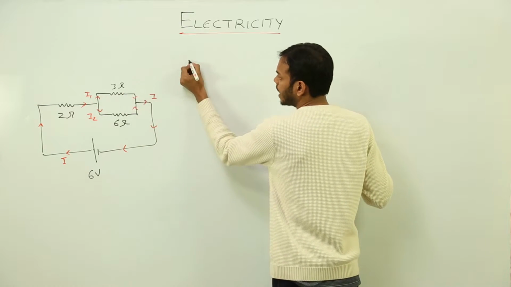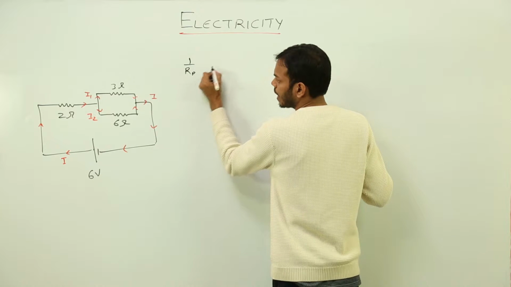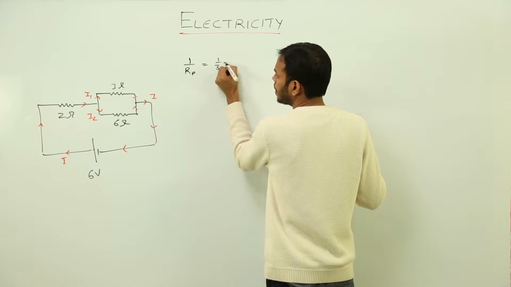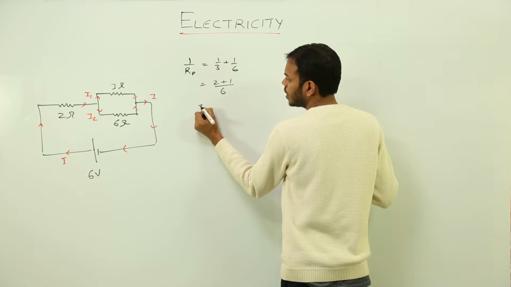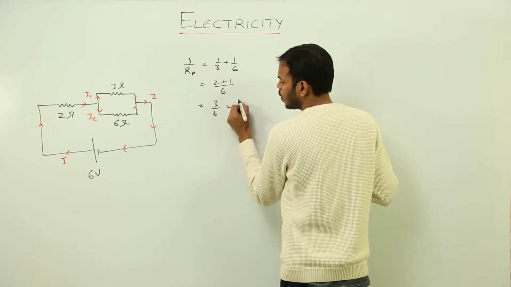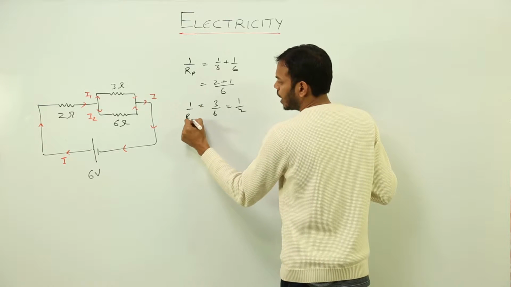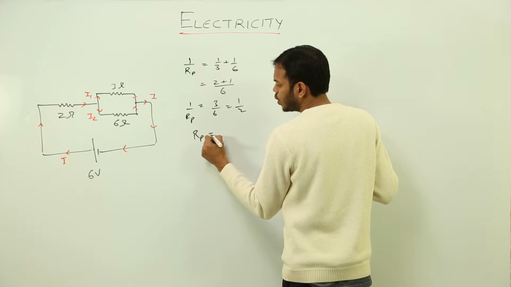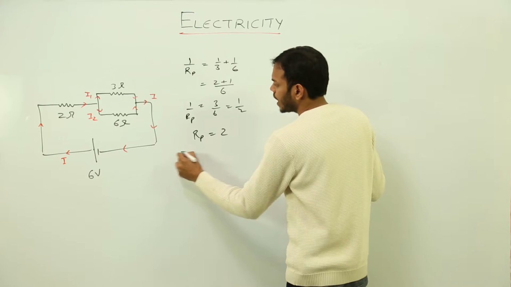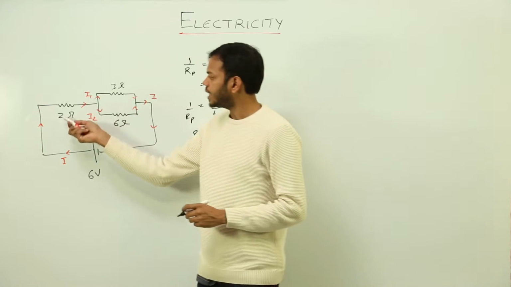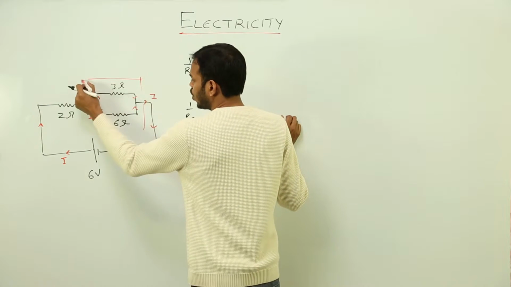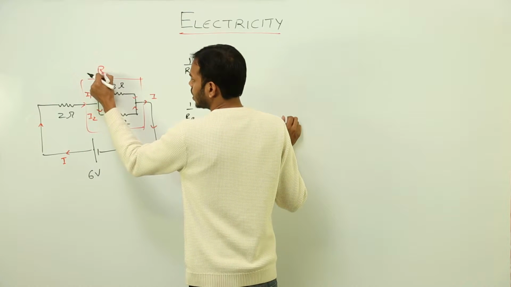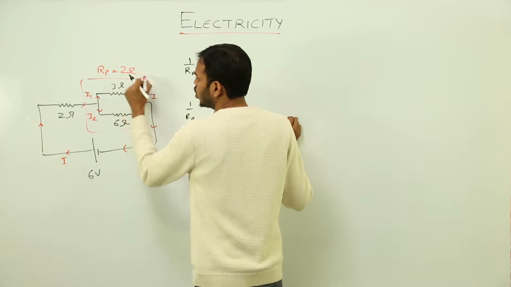For the parallel combination, 1 upon Rp is 1 upon 3 plus 1 upon 6. That gives me 2 plus 1, which is 3 upon 6, or 1 by 2. So 1 upon Rp is 1 by 2, and reciprocating, the resistance in parallel is equal to 2 ohms.